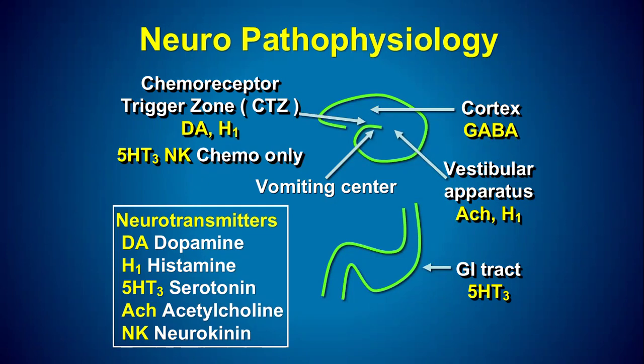So we need to understand which neurotransmitters we are looking at and then give the appropriate antiemetic. Your CTZ would have dopamine and histaminergic or even serotonergic systems. The vomiting center would have 5-HT3 predominantly and NK. Cortex has GABA. Vestibular has cholinergic and histaminergic receptors. GI has 5-HT3. Next slide, please.